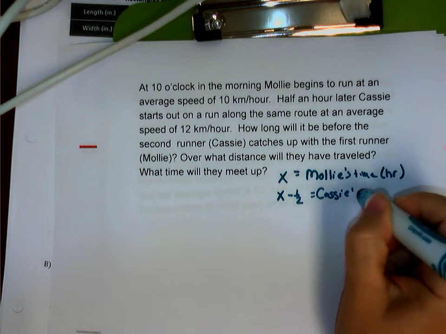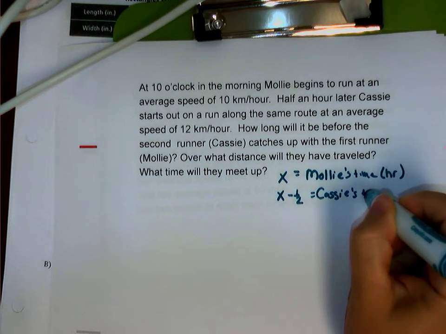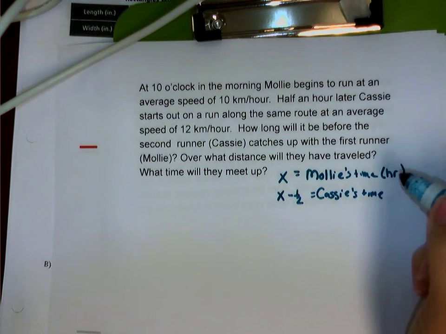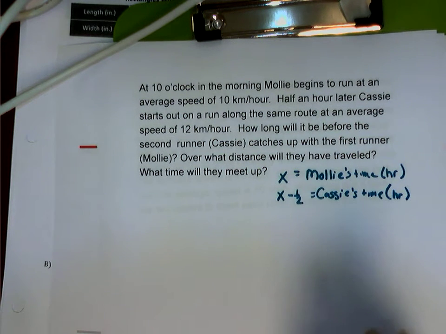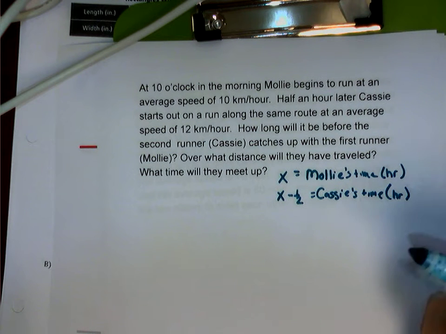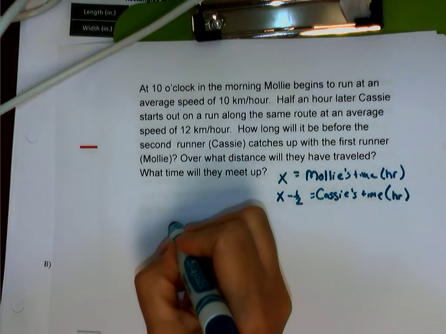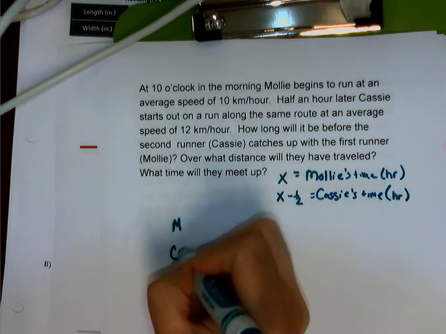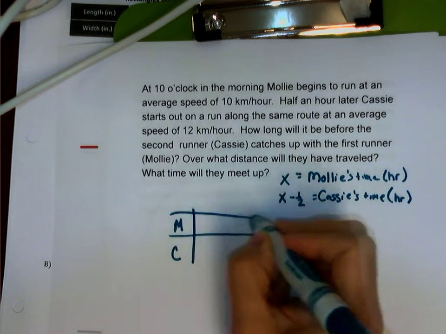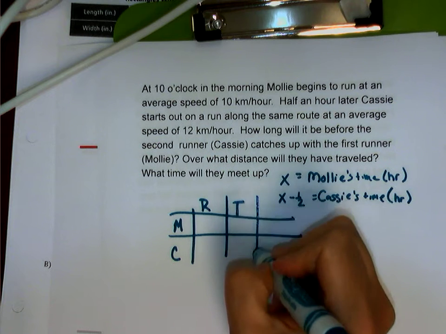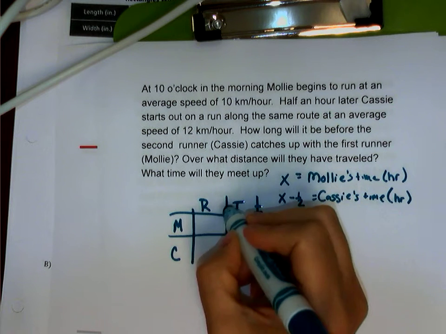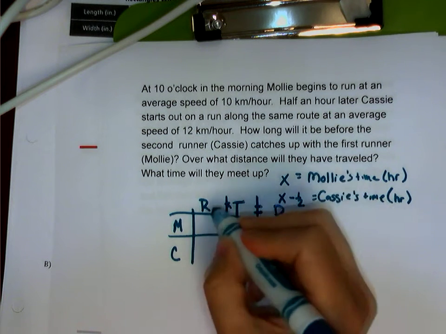A lot of you are skipping this step along the way. So please make sure you are identifying your unknowns and being very careful and purposeful in that identification. So I would highly recommend now making a rate table for Mollie and Cassie, in which we place our rate and our time, and what is that going to equal? Distance. Rate times time equals distance.